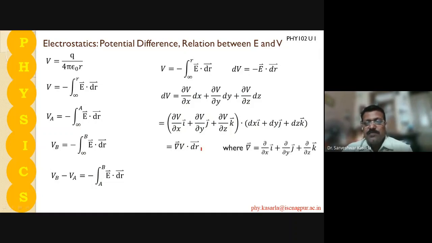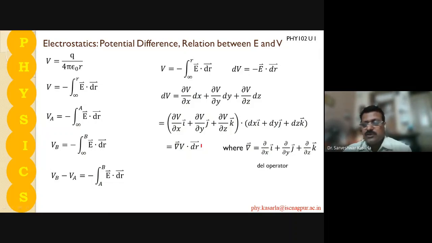So you have to remember this del operator. What is the del operator? The del operator is nothing but del by del x i plus del by del y j plus del by del z k, and this is the del operator. This is also called the gradient of potential. Let us learn about gradient in some other lecture.